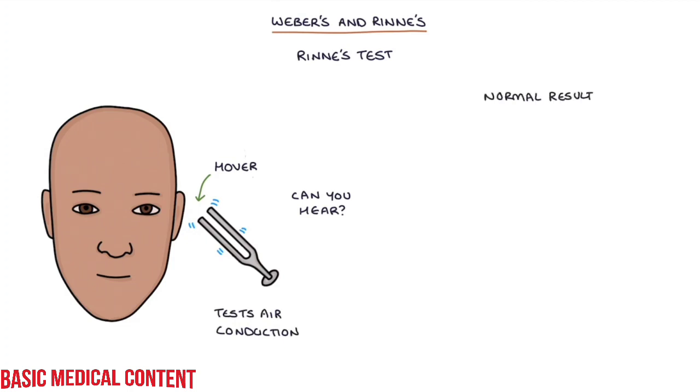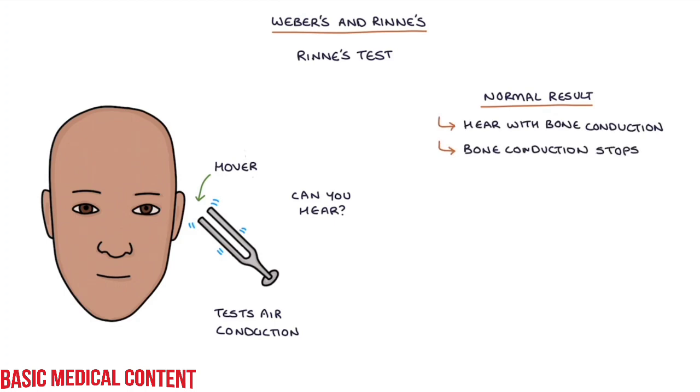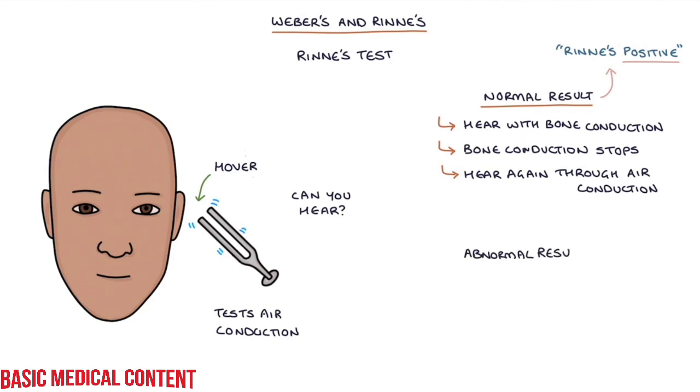A normal result on Rinne's test is when the patient can hear the humming sound with bone conduction. Then the bone conduction sound stops and the tuning fork is moved next to the ear rather than on the mastoid process, and then they can hear the sound again through air conduction. It's normal for air conduction to be better or more sensitive than bone conduction, and this is referred to as Rinne's positive. An abnormal result, meaning Rinne's negative, is when bone conduction is better than air conduction.